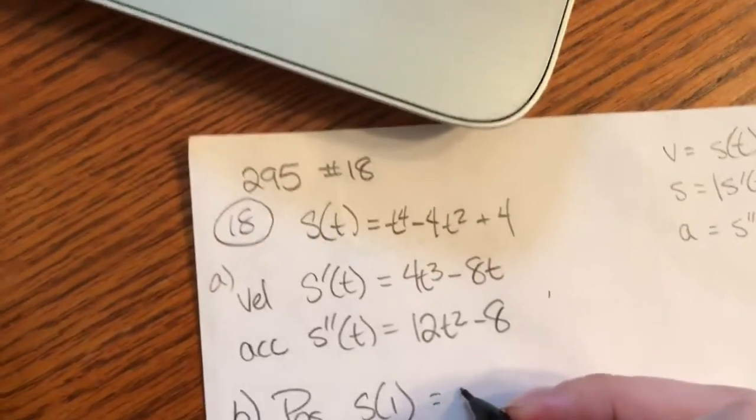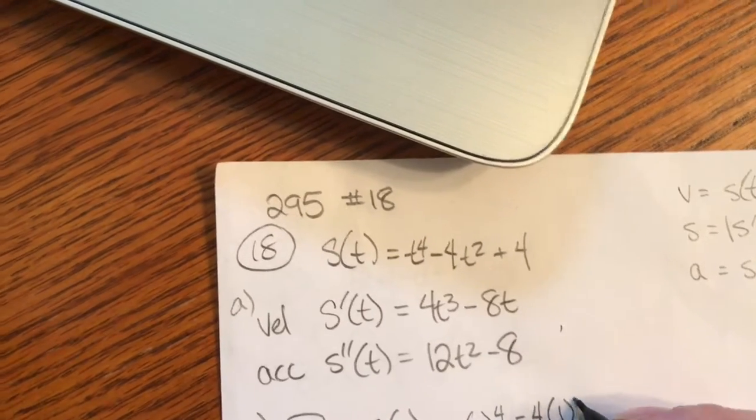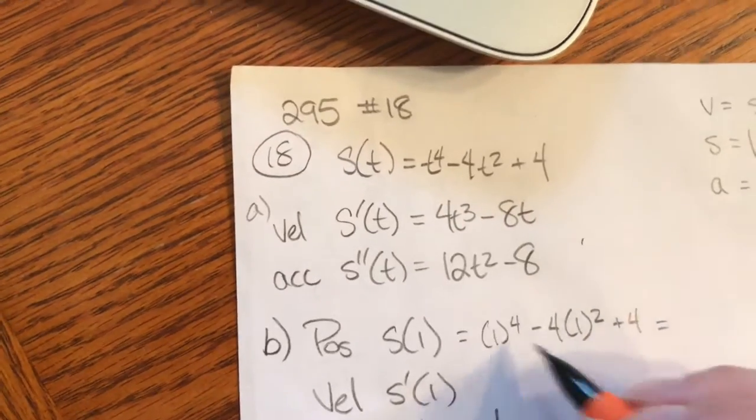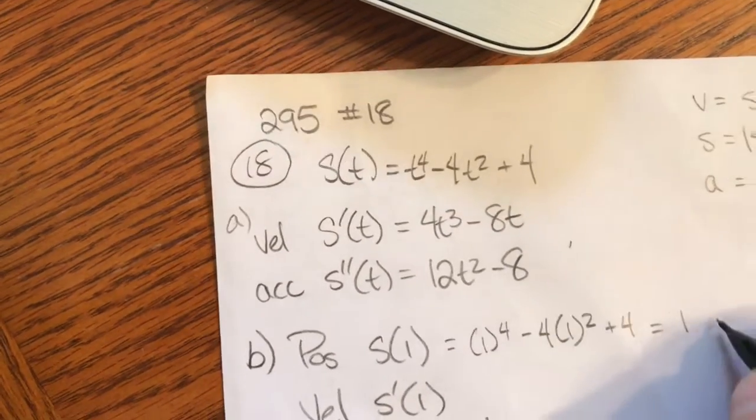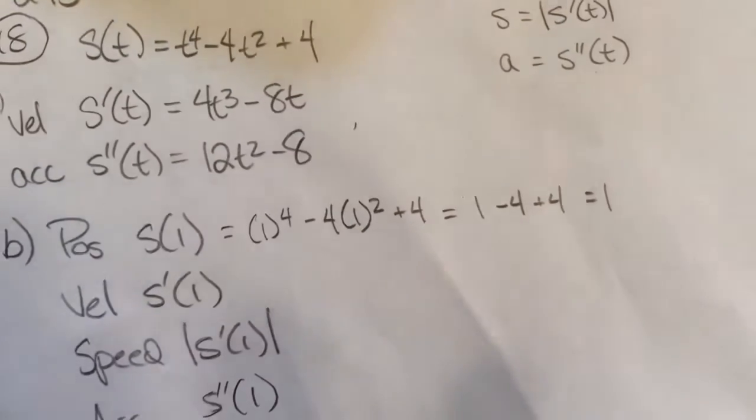So that would be 1 to the 4th minus 4 times 1 squared plus 4. That would equal 1 to the 4th, which is 1, minus 4 times 1, which is 4, plus 4 equals 1. So my position is 1, do I have a unit?